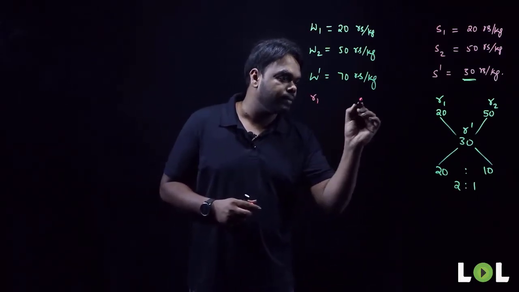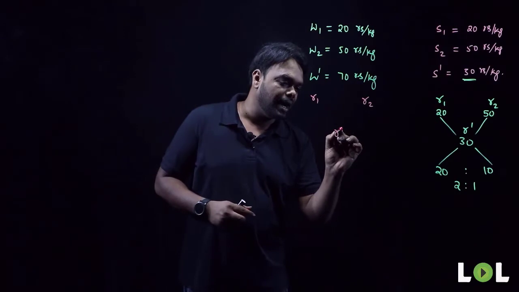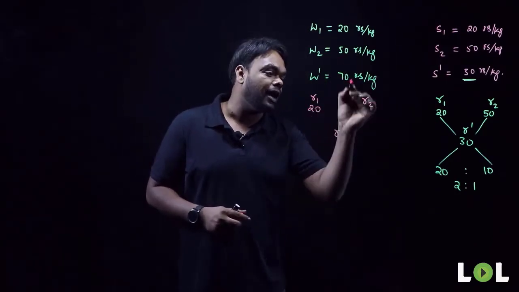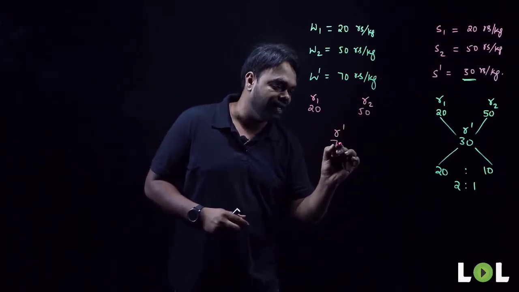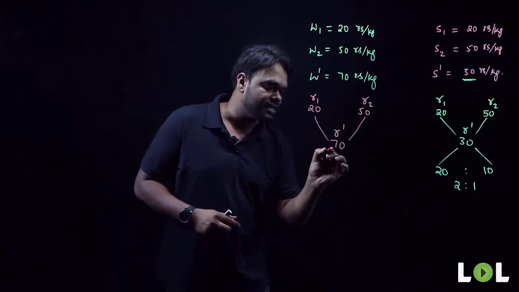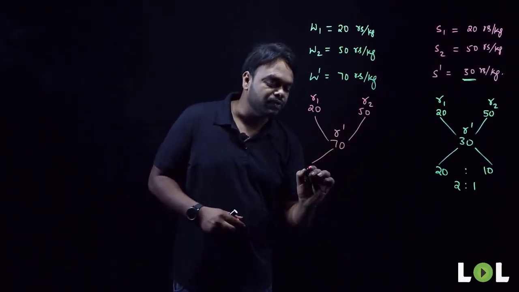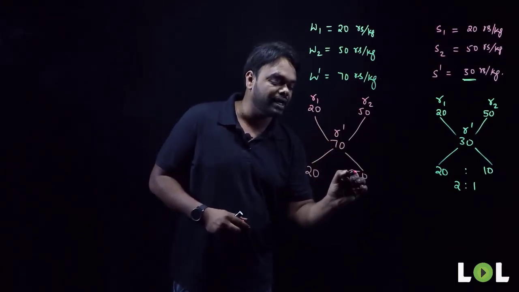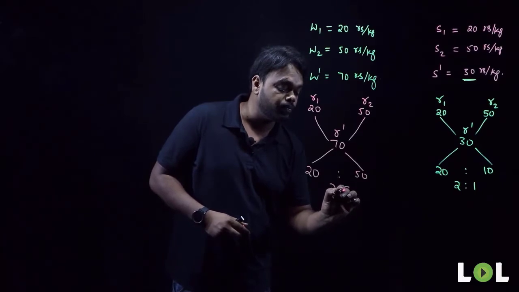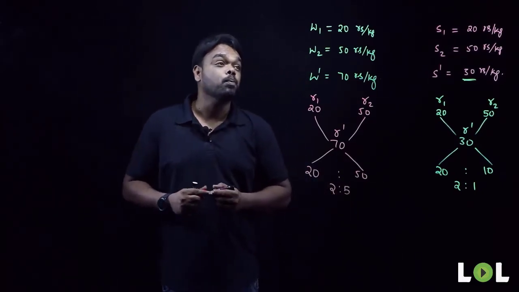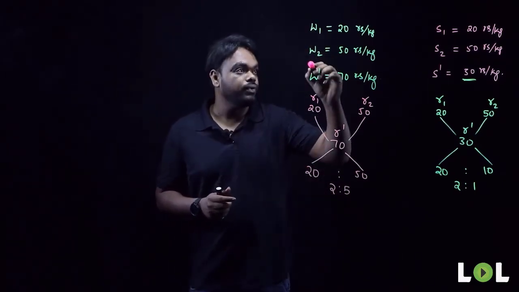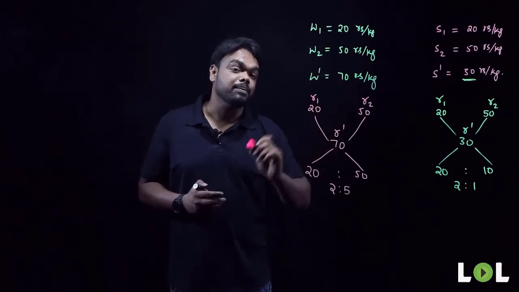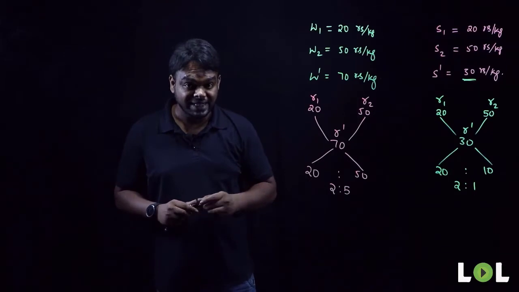Now we will take R1, R2, R dash. R1 is 20, R2 is 50 and R dash is 70. So let us take our differences here. 70 minus 50 is 20 and 70 minus 20 is 50. What ratio do we get? 2:5. So we have to mix both the types of wheat in the ratio 2:5 so that we get the price of the mixture as rupees 70.